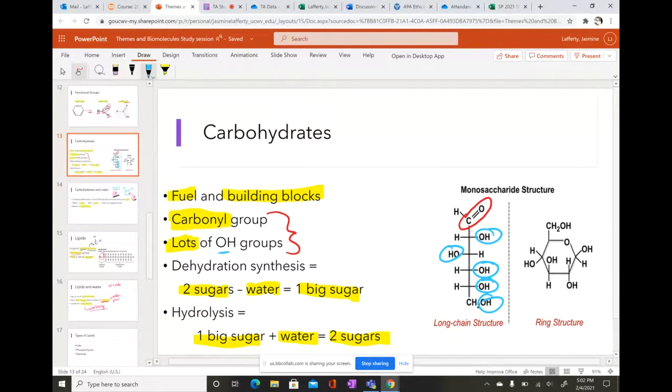Because you can see this C double bonded to an oxygen very well in the chain structure, but not the ring structure. It's just kind of hanging off there. So what you can see in the ring structure is OH, OH, OH, OH, OH. You can see a lot of those hydroxyl groups.